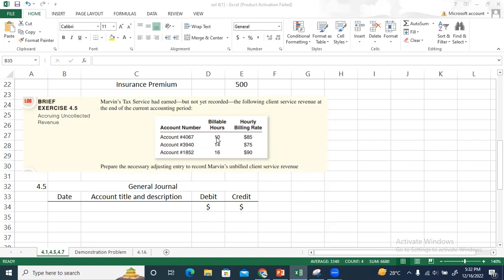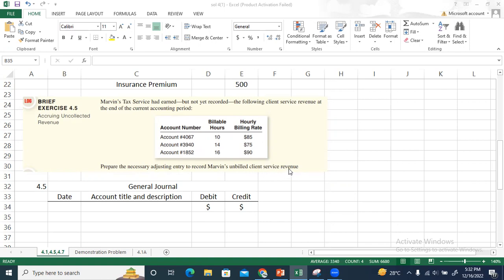So 10 multiplied by 85 will give you the total bill for account number 4067. Similarly, 14 multiplied by 75 and 16 multiplied by 90. And then you can just add all of the three amounts, or if you like, you can make three separate entries for them. I'm just going to add them and make one entry for all of the three accounts. It says we need to prepare the necessary adjusting entry to record Marvin's unbilled client service revenue.